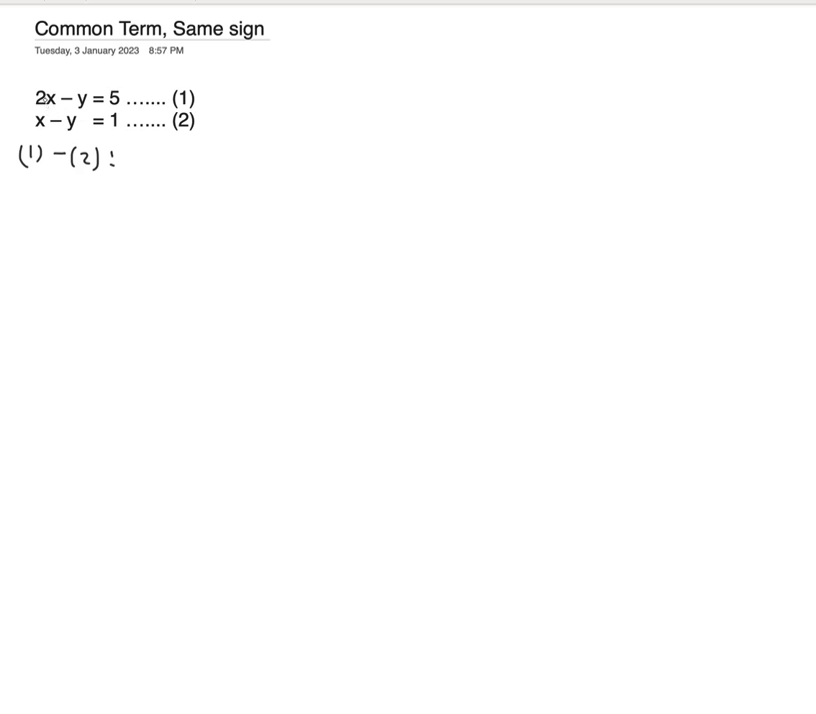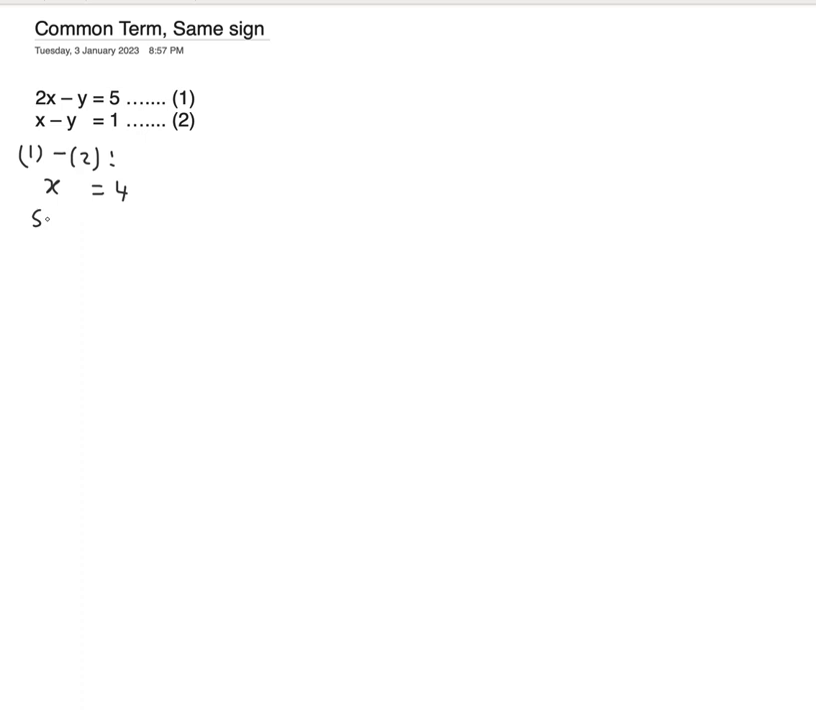Now I have 2x minus x will give us x, and minus y minus negative y will give us a plus y, which actually results in 0. So we don't need to worry about it. And on this side, we have 5 minus 1, which is 4.